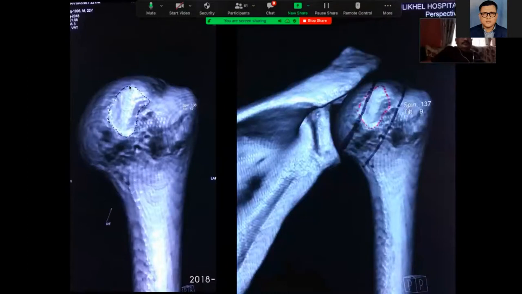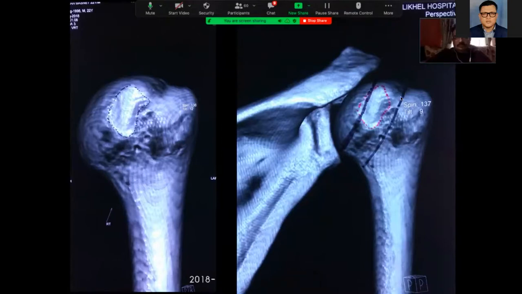Then on the humeral side, we outline the humeral head, and by calculating the glenoid track diameter from the previous slide, we place this glenoid track just at the border of the rotator cuff.